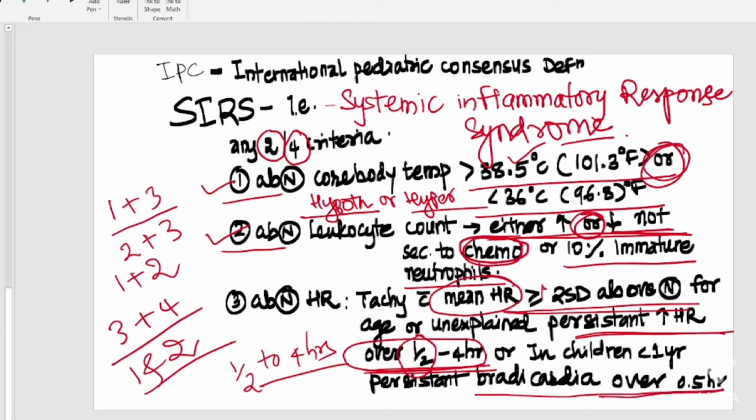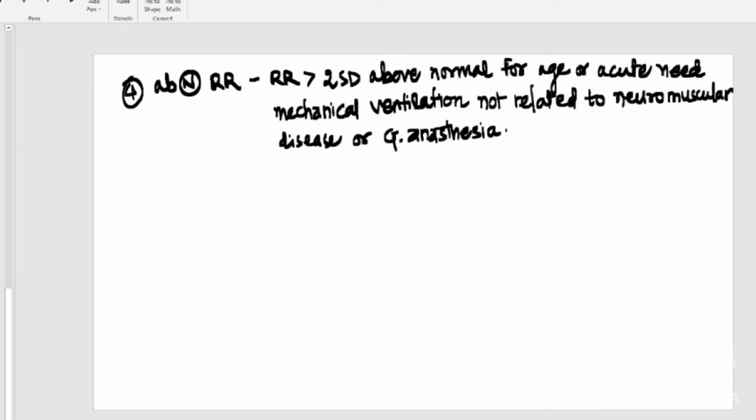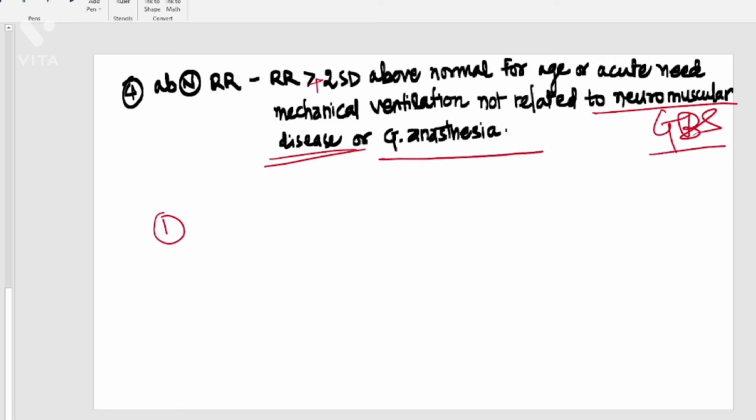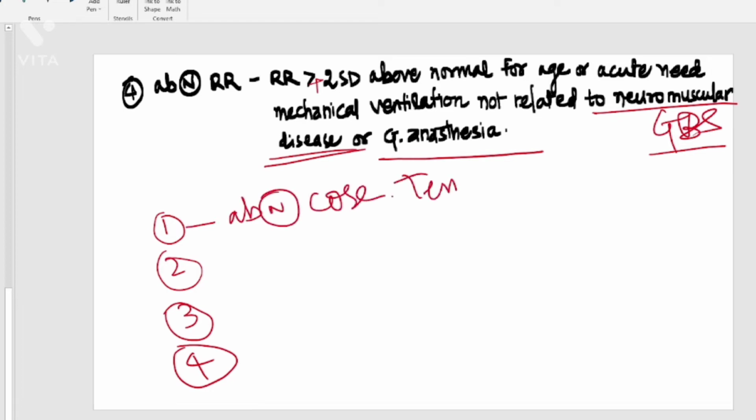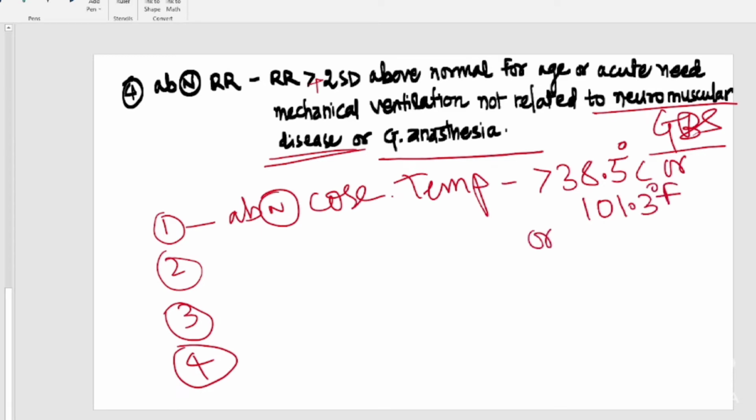Okay, and the fourth criteria is abnormal RR, respiratory rate, which is more than plus 2 standard deviation above the normal for the age, or acute need of mechanical ventilation not related to neuromuscular diseases like GBS or general anesthesia. Okay, so you can revise criteria 1, 2, 3, and 4. First criteria is what? Abnormal core body temperature, which is more than 38.5 degree centigrade or 101.3 degree Fahrenheit, or hypothermia less than 36 degree centigrade or less than 96.3 degree Fahrenheit.